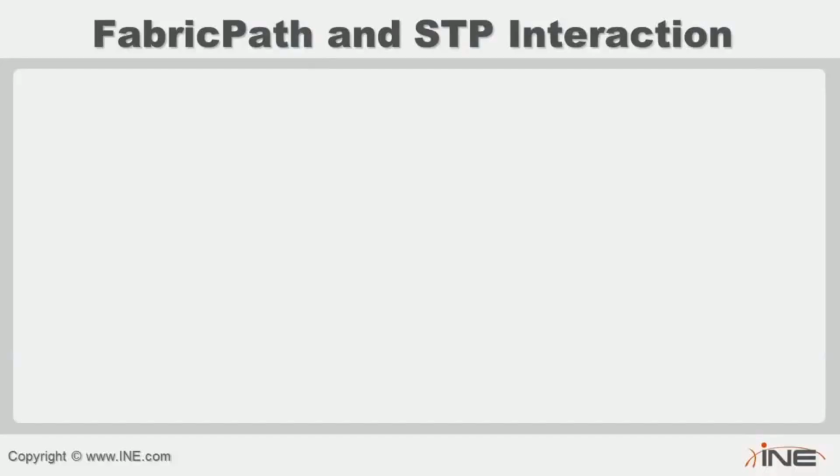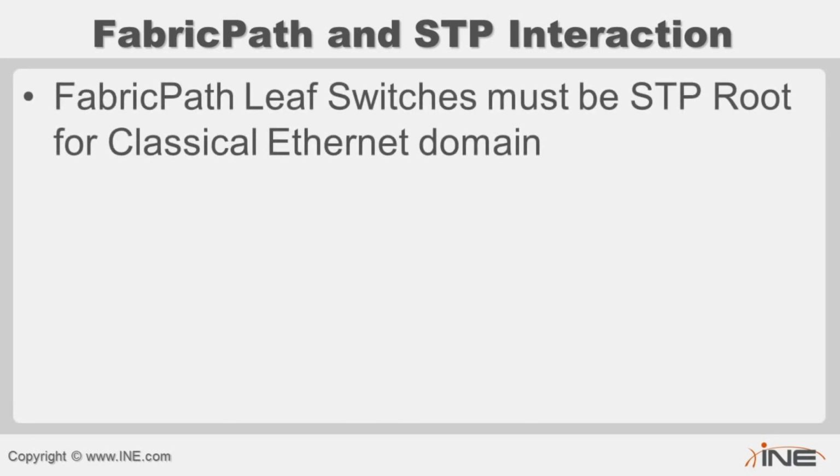Now, another important point to mention here is that on the FabricPath leaf switches, where again the leaf switches are going to be the ones connecting the FabricPath domain to the classical Ethernet domain, these devices must be the root bridges of the CE VLANs. We'll see once we actually extend the VLANs over FabricPath, the FabricPath leaf switches are going to be the demarcation point of spanning tree.